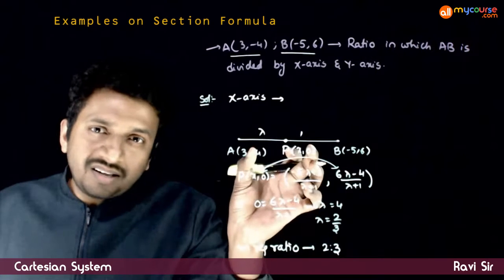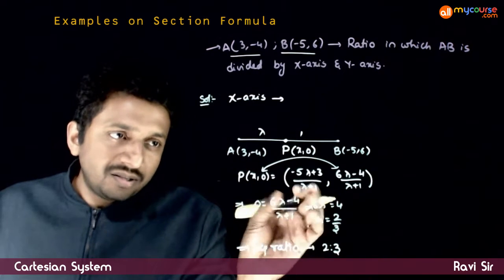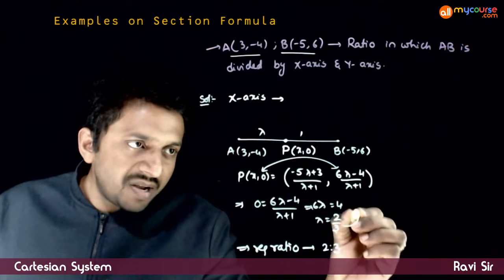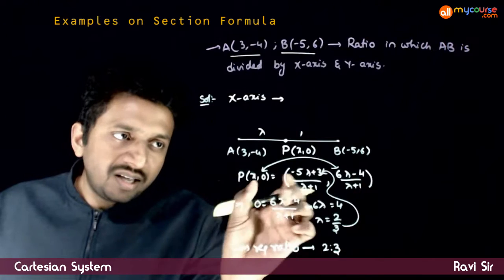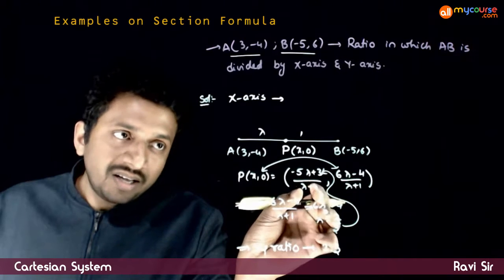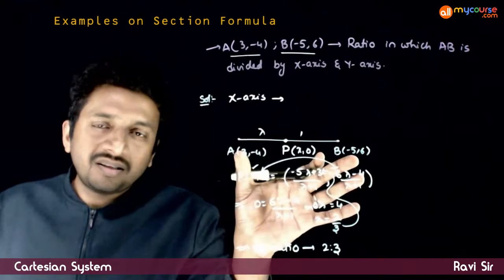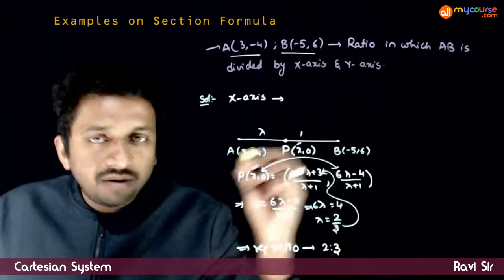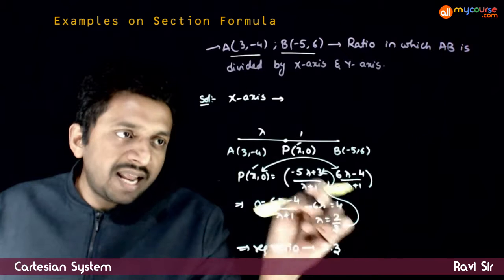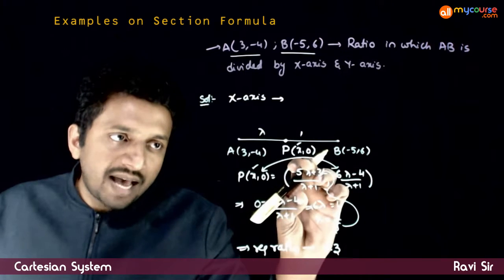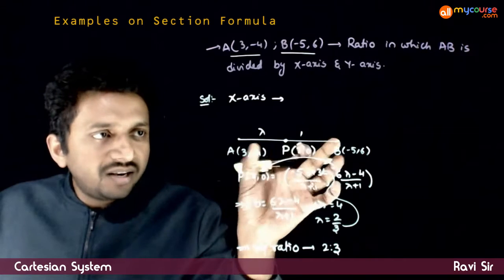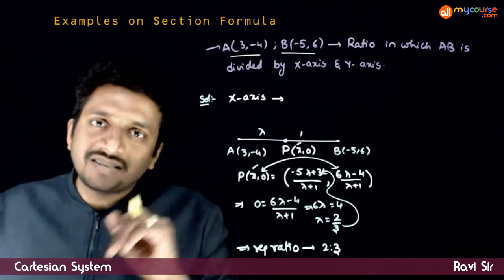Using this process, what you can also do is, once you get this lambda, if you substitute it in this x coordinate, you can find the point where AB meets the x-axis. You can also find the value of x. Just by substituting lambda is equal to 2/3 here, you calculate this number. That will be the x coordinate of the point where the line segment AB cuts the x-axis.